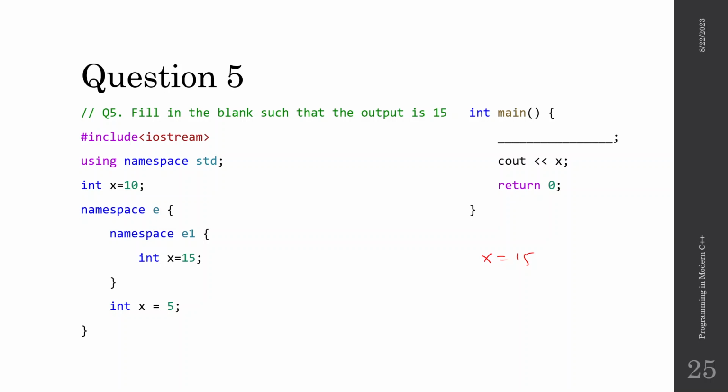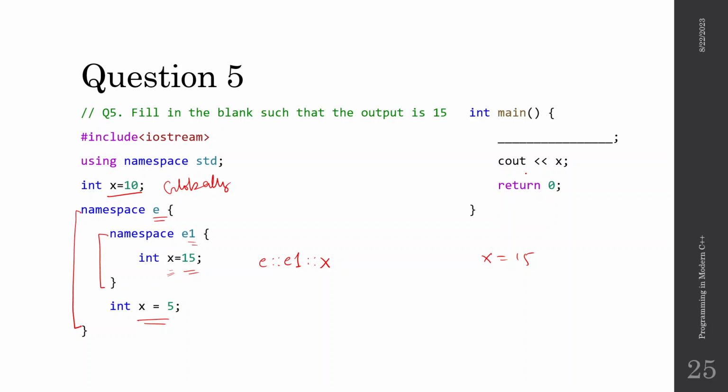Okay, so again, this is a question about namespaces. Here we have a variable x, and it is defined three times. Once globally, and then once within the namespace called e, and once within the namespace called e1. Another thing is that this namespace e1 is nested within the namespace e. So if we want to access this variable inside, we'll have to use e::e1::x.